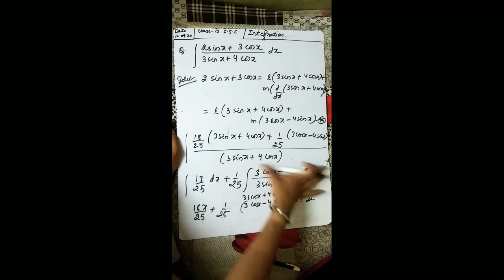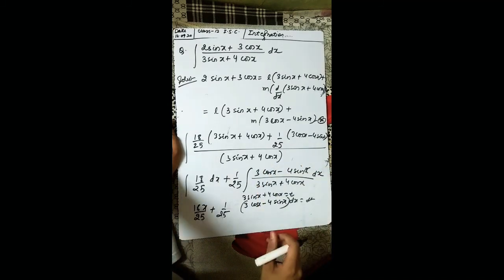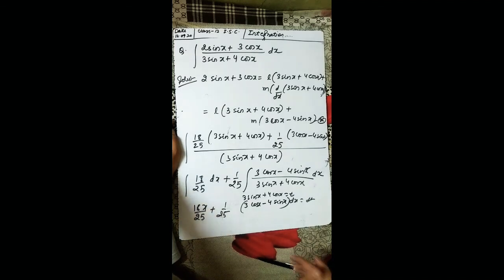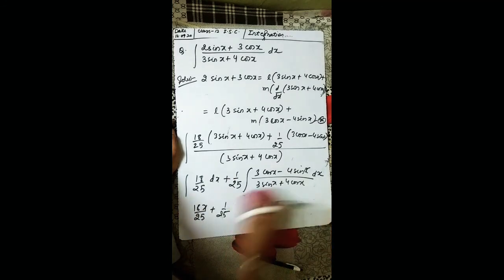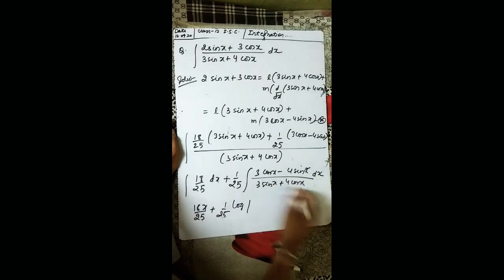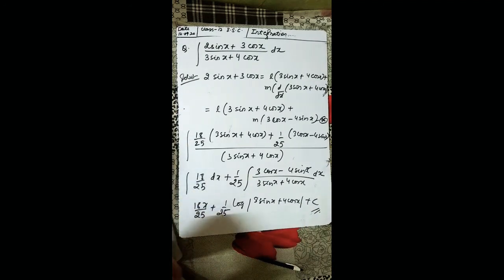So in place of the whole numerator you can write dt, and in place of the denominator you can write t. So what is the integration of 1 upon t dt? Log t. In place of t, again put this value. So finally, I am writing the answer: log of t, which we considered as 3 sin x plus 4 cos x, plus c. This is the final answer. So like this you have to do.